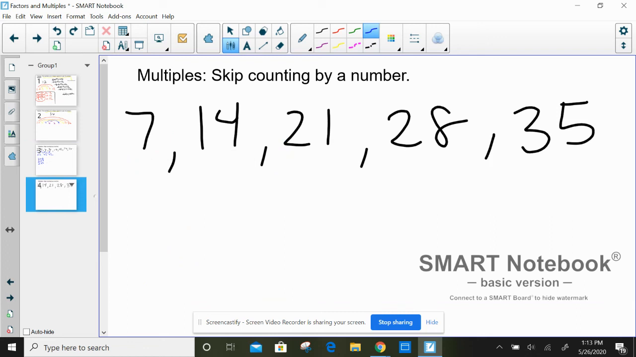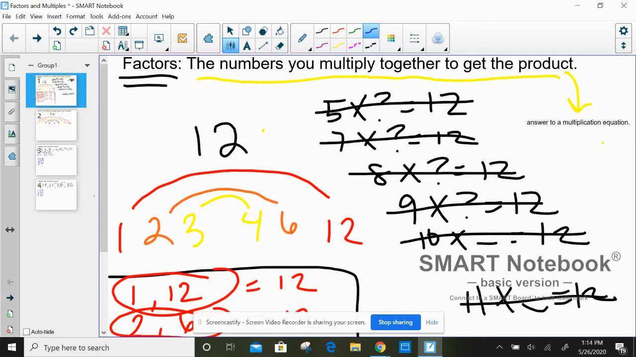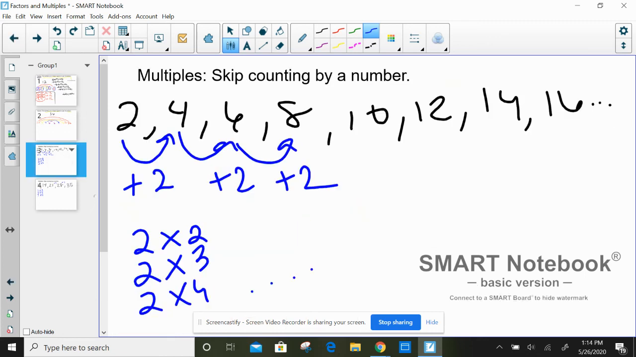So when you get to harder numbers like 7, a lot of you are like, I know 7, 14, 21, and then sometimes you're like, oh, what's next? Think about it as 21 plus 7, 28 plus 7, or 7 times 2, 7 times 3, 7 times 4, okay? So factors are the numbers you multiply together, like 1 and 12, 2 and 6, 3 and 4. And multiples are skip counting by that number.